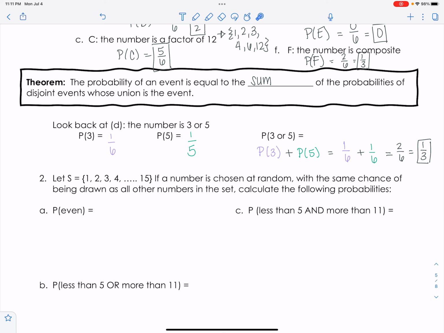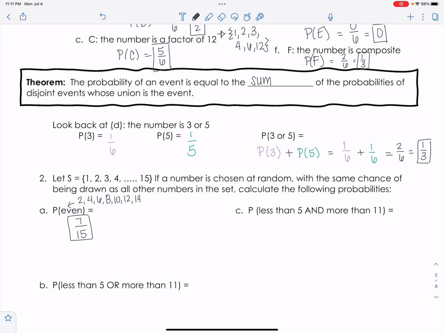Well, my even numbers, I'm going to just list off the event. So what could be even of mine would be 2, 4, 6, 8, 10, 12, and 14. Those are all the even numbers in my specific sample 1 to 15. And so the number of even numbers I have there is 7 out of a total of 15 numbers. And so that would be my probability.